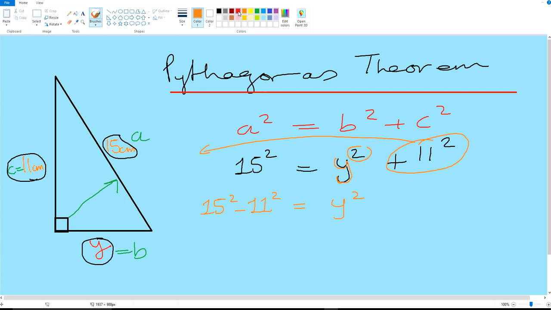And as we said before, we don't want Y squared, we want Y. So you move the squared over. The opposite of squaring something is to square root it. So that says 15 squared.